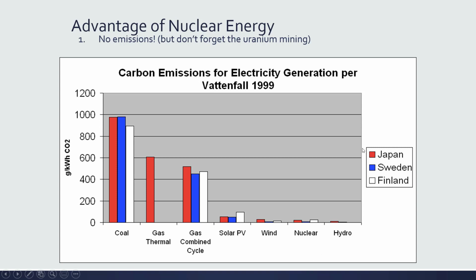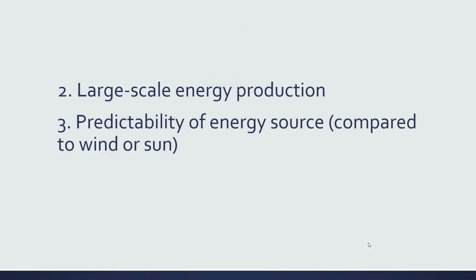Why do places like Japan depend upon nuclear power so much? They use a lot of coal, but they've got a lot of nuclear power plants over there because, remember, it's a tiny island and you can produce a lot of electricity from not a lot of fuel and from a smaller power plant. It's again very predictable when you compare it to wind or sun.